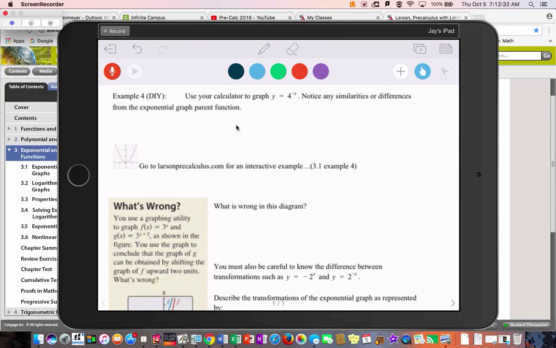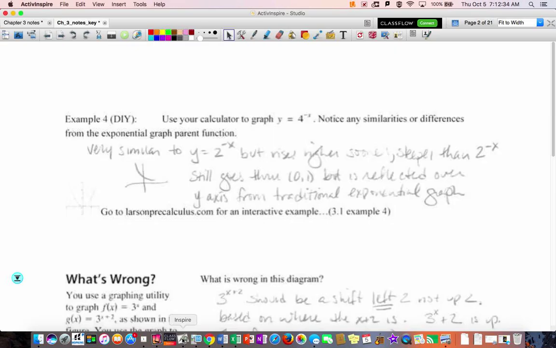So after the DIY, you can look here. It's going to be very similar to 2 to the negative x. And basically this little sketch right here is good enough. But just know it's just like the other one. The larger the base, the faster it will go against the x-axis. The larger the base shows more growth, so it actually would be closer to the y-axis here.